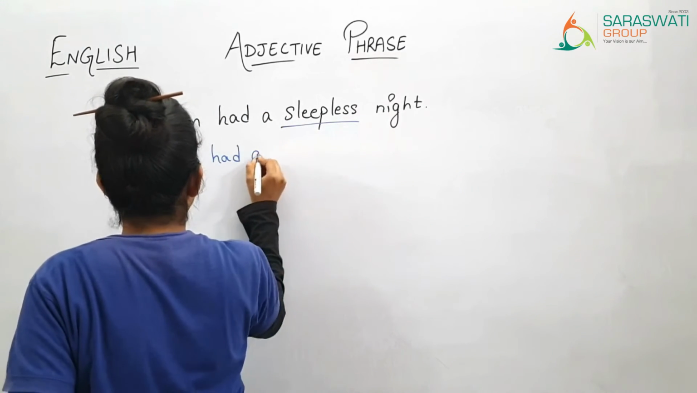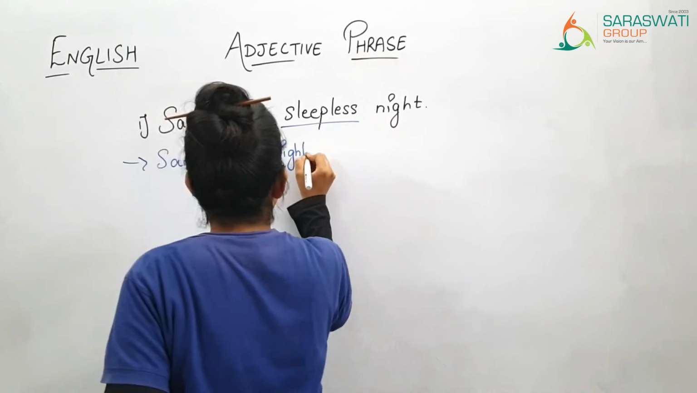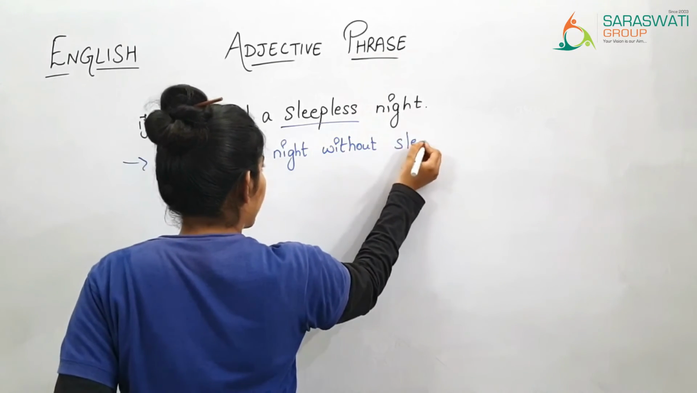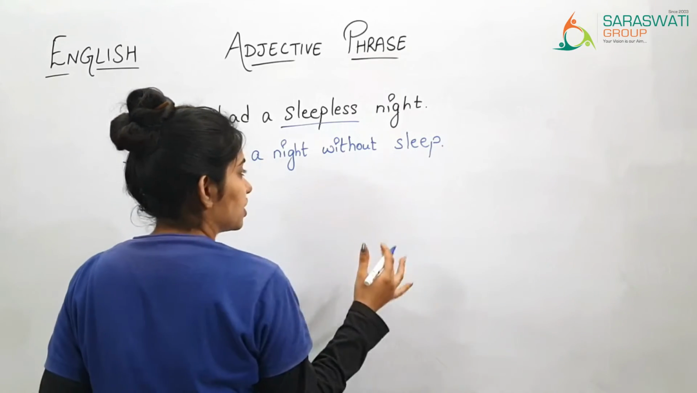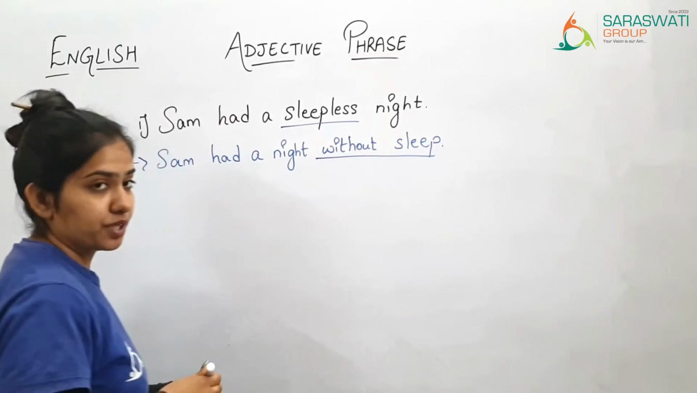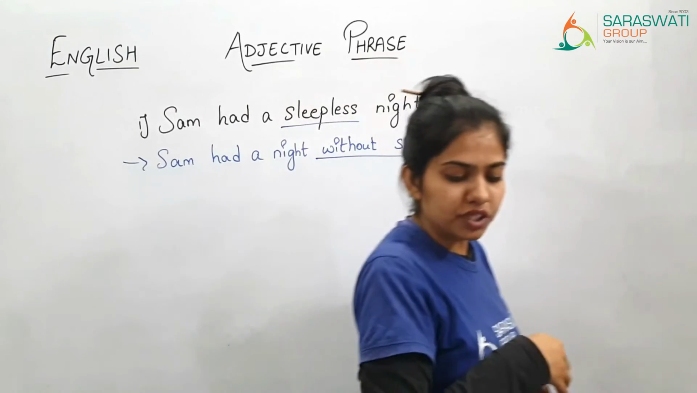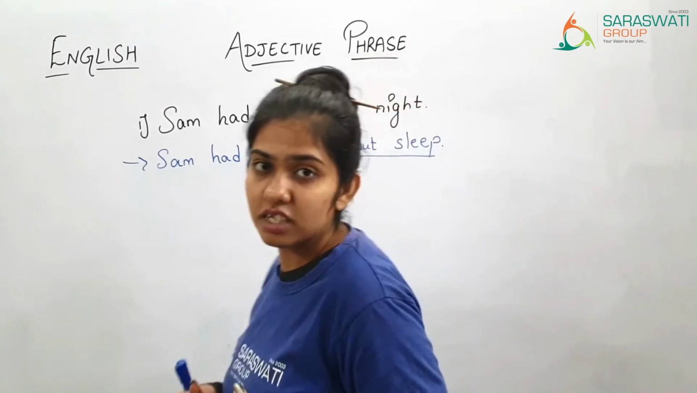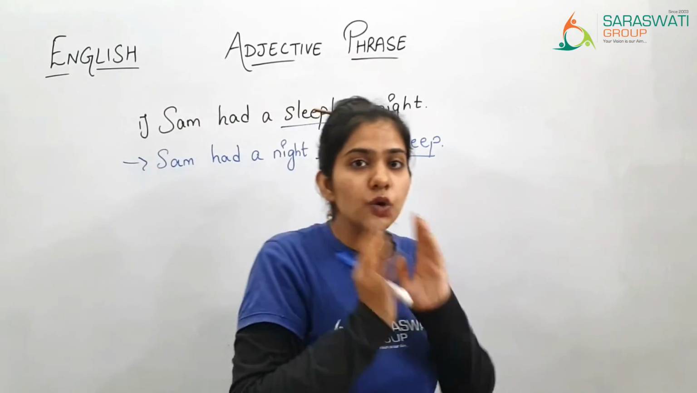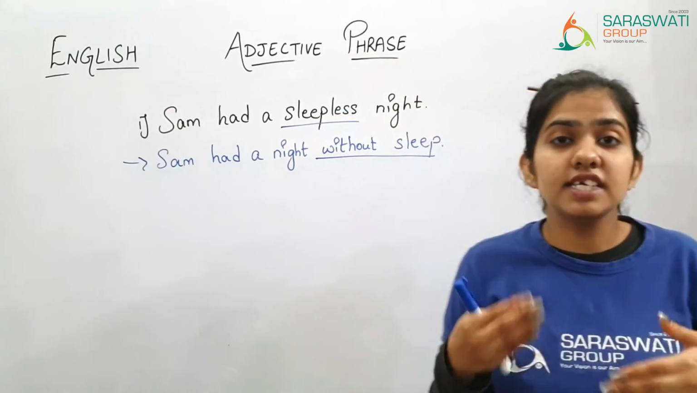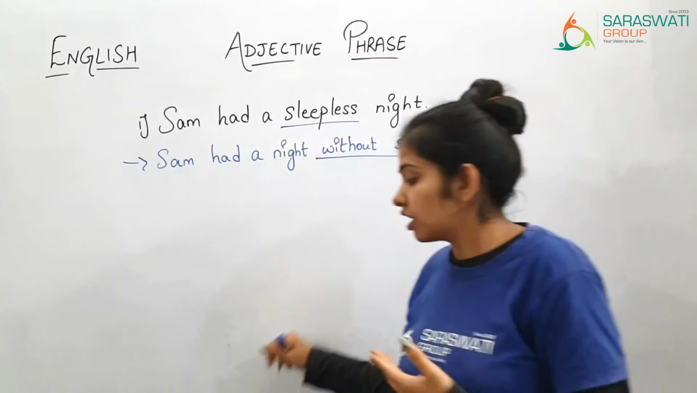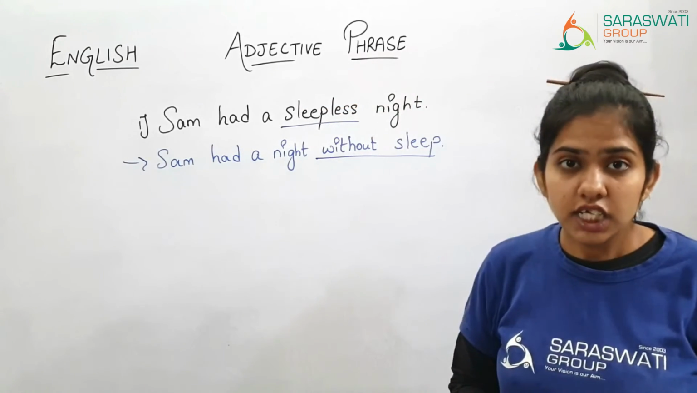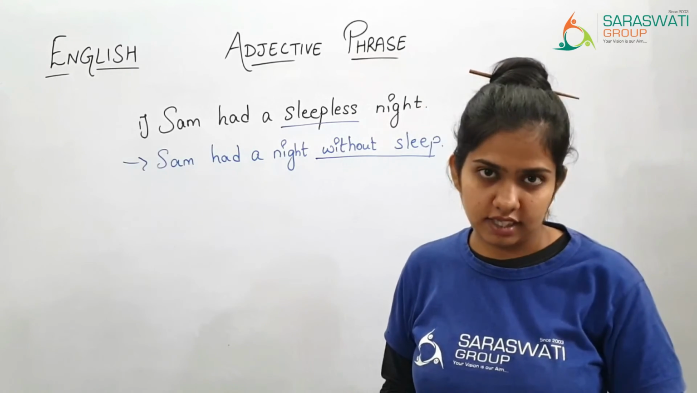Sam had a night without sleep, यानी कि उसका जो मीनिंग है वो तो सेम ही रहा हमारा. So what is our adjective phrase? Without sleep. Right? I know this will become difficult for you, but as you practice more, जैसे ही आप इसकी प्रैक्टिस करते रहोगे, then it will be easier. प्रैक्टिस के बिना कोई भी चीज़ आपको एकदम से नहीं आ जाएगी, right? For that you need to practice this thing.